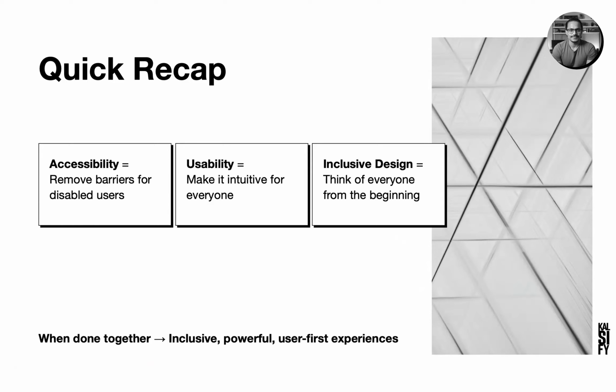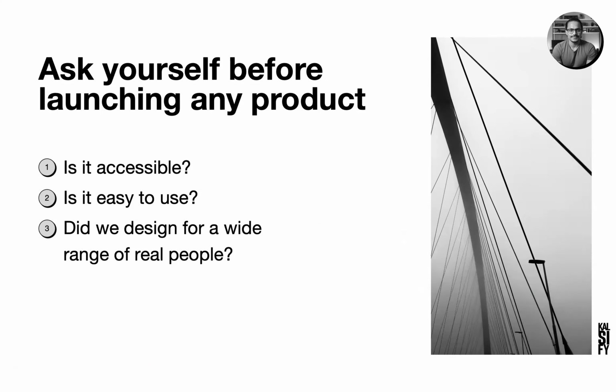So, the next time you're working on a product, a website, an app, ask yourself, is this accessible? Is it genuinely easy to use? And did we design it with a wide range of real people in mind? When the answer is yes to all three, that's when we know we're creating something truly inclusive.